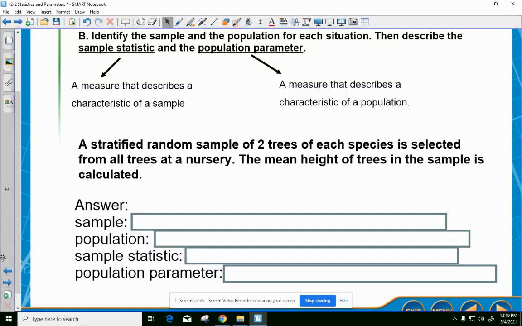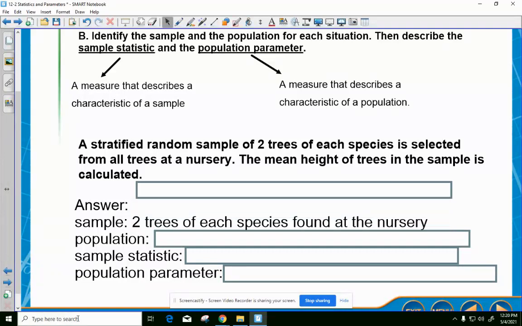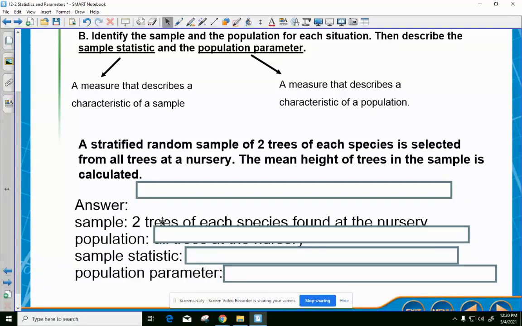So here, they've taken a sample of 2 trees of every species, and then they're going to take the mean heights of all those. So what's my sample? Carly, what's my sample in this one? The 2 trees of every species. Okay, that's my sample. What's my population? All the trees at the nursery.